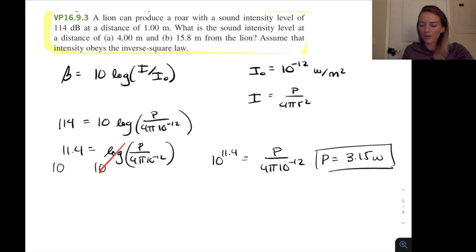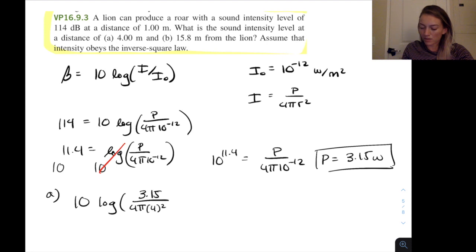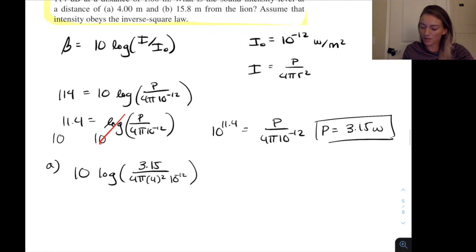Now that I have the power output, I can plug that back into this equation and instead use 4 meters. So for part A, I'm just going to do 10 log. The intensity is the power divided by 4 pi r squared, where r now is 4. And then I naught is 10 to the negative 12. Again, just plug all this into your calculator, and you end up with 102 decibels.